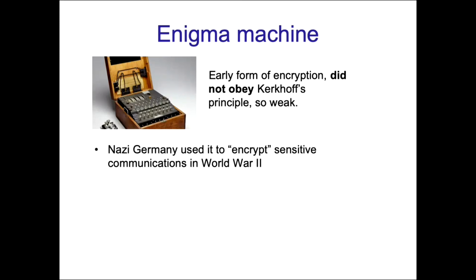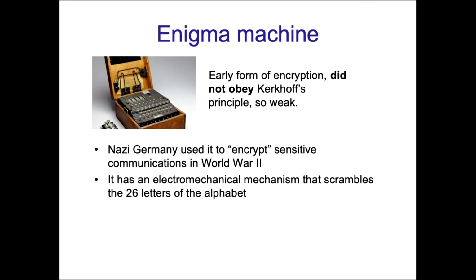Nazi Germany used to encrypt sensitive communication in World War II using the Enigma machine, and it was really helping them for a while. The way it worked is that it's an electromechanical mechanism that scrambles the 26 letters of the alphabet. You type in plaintext, and it comes out as scrambled ciphertext. If you take that ciphertext and type it into a machine that's set and configured the same way, it would output the plaintext.